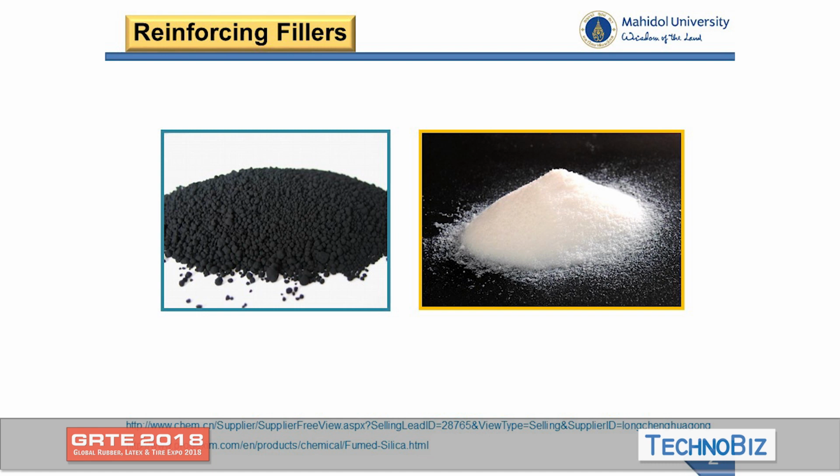In order to improve the mechanical properties of HNBR, reinforcing fillers are usually utilized, for example, carbon black and silica. And in the case of rubber products with a non-black color, precipitated silica is usually used.